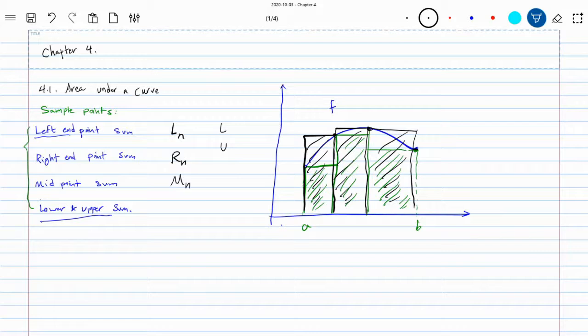Sometimes they use Mn for the midpoint. In your homeworks, if they use L and R, that means left and right endpoints. Midpoint, normally they will mention it. And what does n mean? It means the number of intervals that you want, subintervals that you want to divide into. So if they write L3, it means divide the interval into 3 pieces. So n is the number of subintervals.